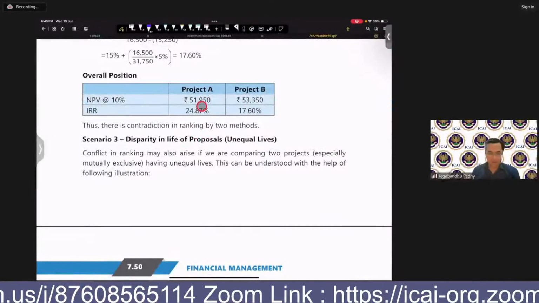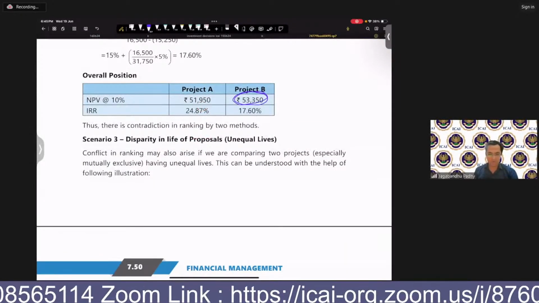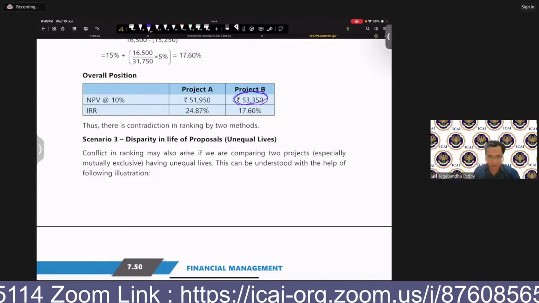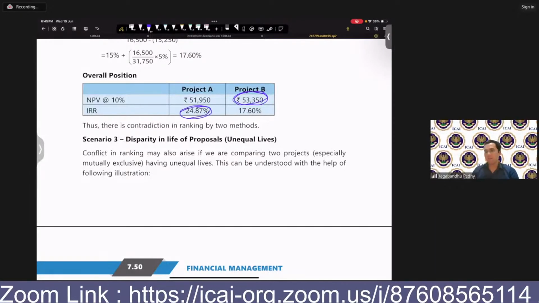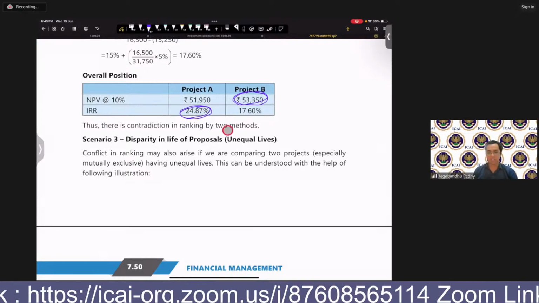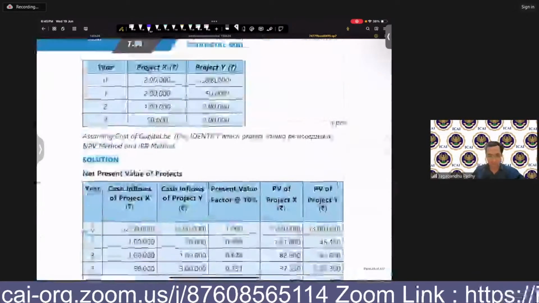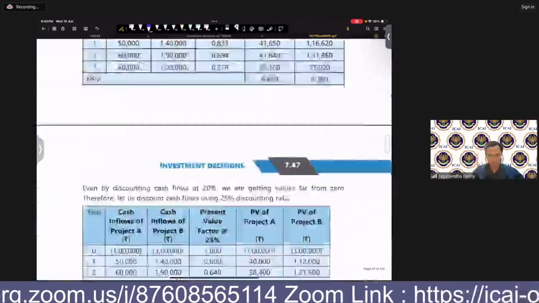See, as per NPV, project B should be chosen, and as per IRR, project A should be chosen. Again, there is a contradiction in ranking by both the methods.